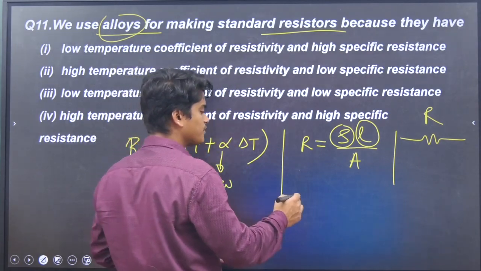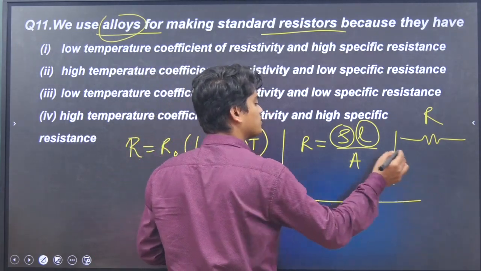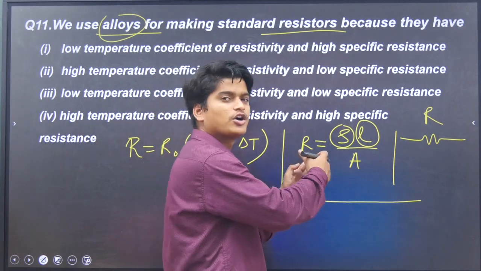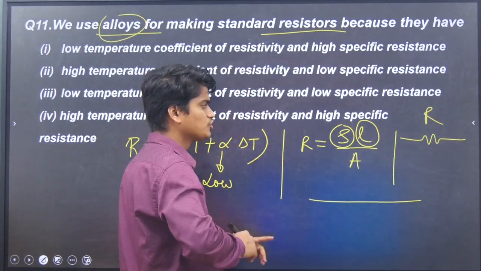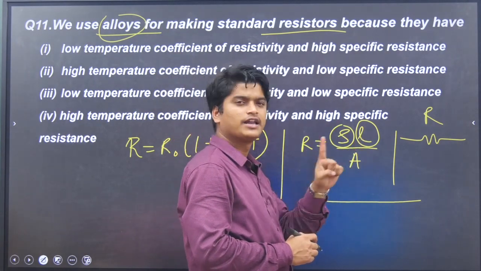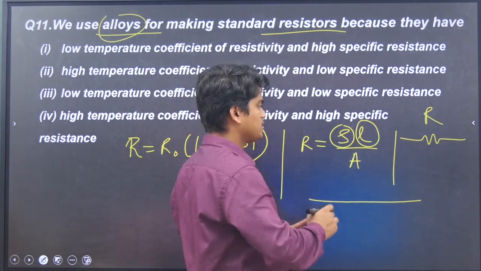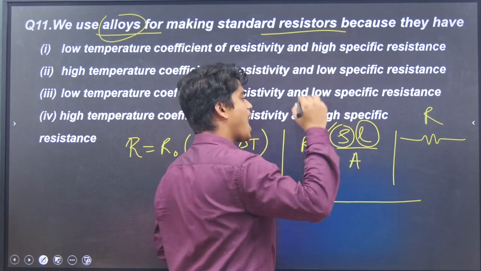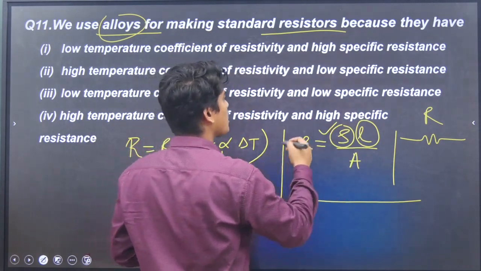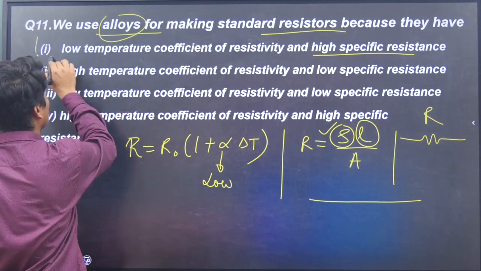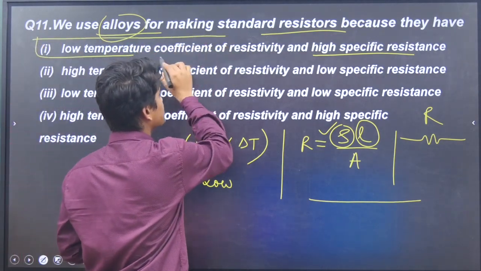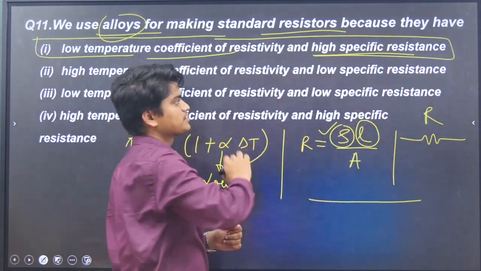But if I take more length, then my resistor will become a big resistor. So that's why I will not take more length. I will be considering high resistivity, or high specific resistance. So your answer will be low temperature coefficient and high resistivity.